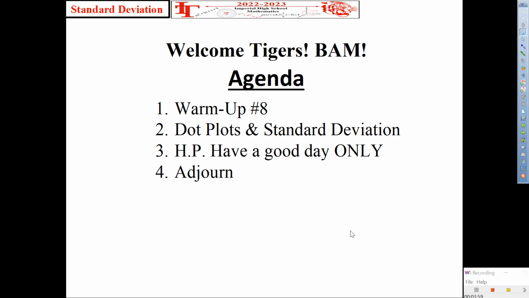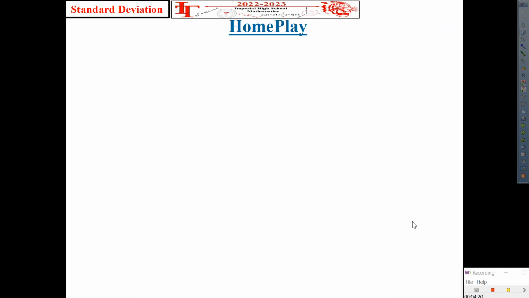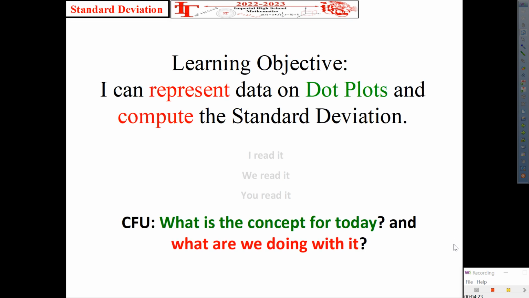So no asynchronous code today or Nearpod code. Last night's home play was the same tables but relative frequencies. So go to Canvas and turn in a picture of your home play. I'll give you some time for that. Then get a Cornell note ready once you do that, please.